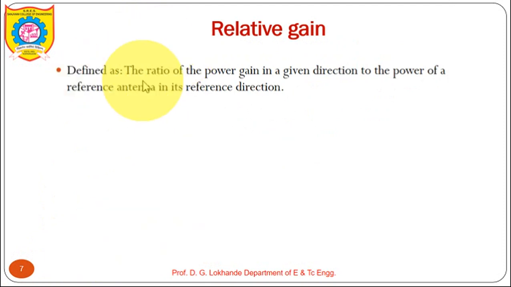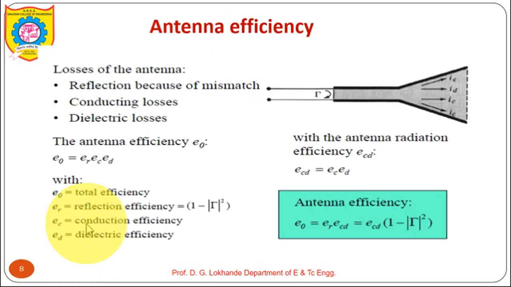Relative gain is defined as the ratio of the power gain in a given direction to the power gain of a reference antenna in a reference direction. This relative gain is useful to test the performance of the antenna in terms of the gain, directivity and the beam width. Then we need to understand the antenna efficiency.